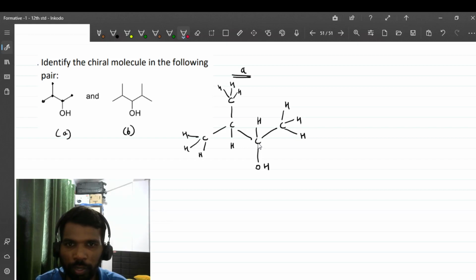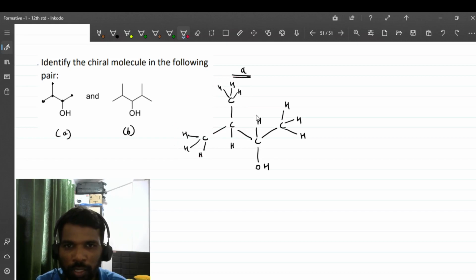Now coming to this, yeah, we'll do this. So this is also not chiral because this group is a methyl and this group is also methyl. Two similar groups are connected. All four groups attached should be different. This is also not chiral.